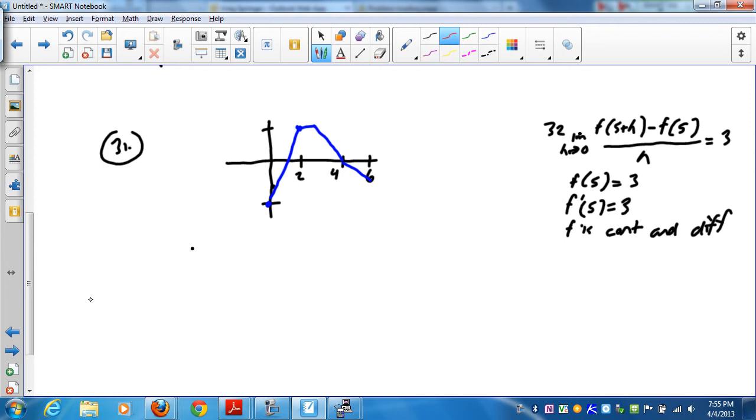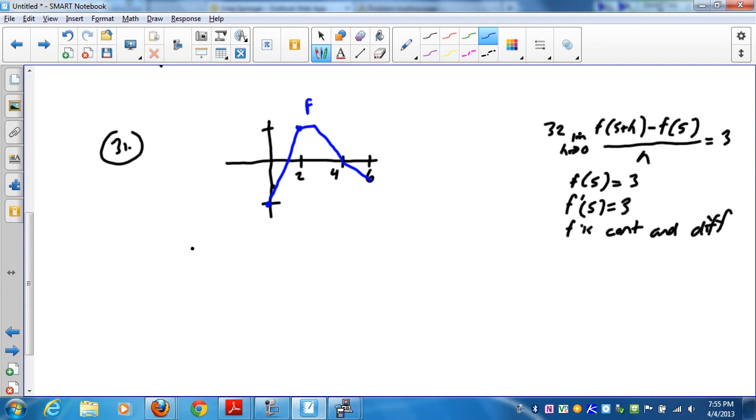31, the answer choices all are asking about the function. Is it greater at 2? Is it greater at 0? 4, 6. So this is kind of a problem that's asking you if you can identify what they've given you.